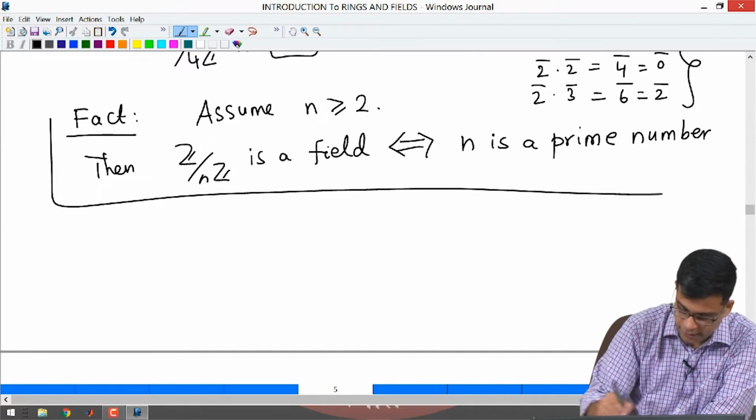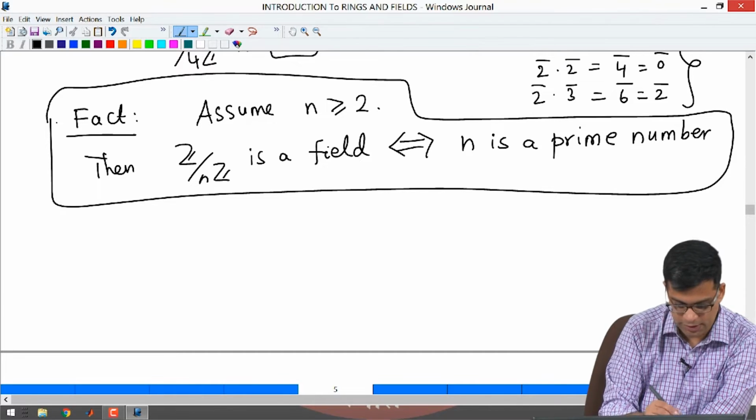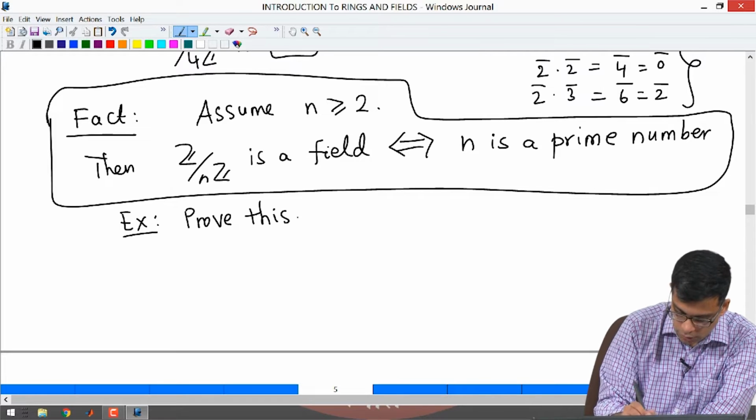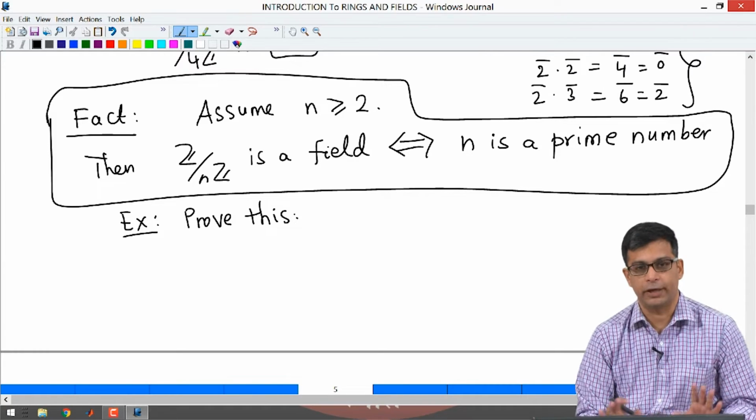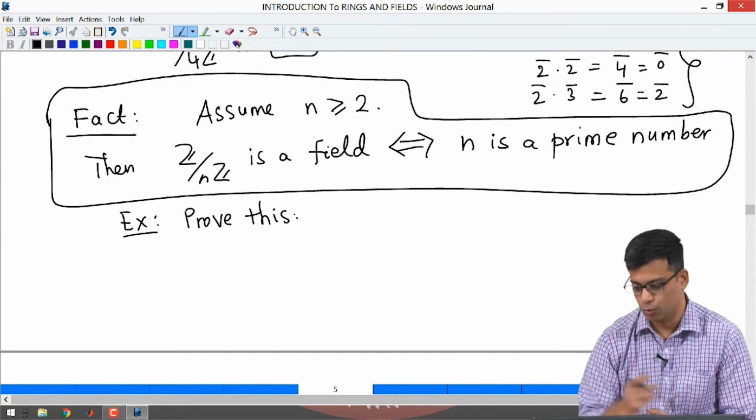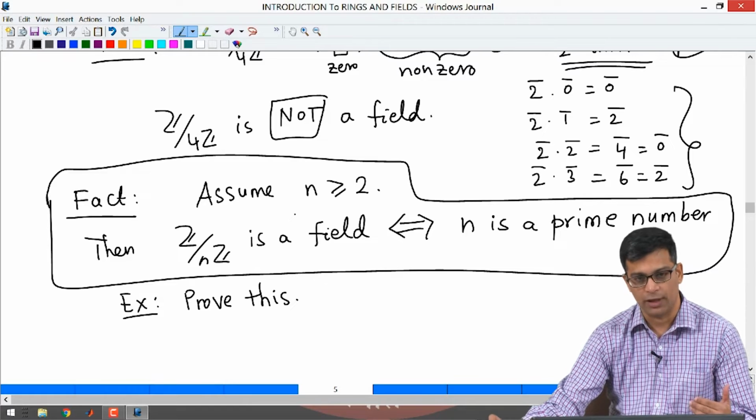Okay, so this is the fact. In fact, this is an exercise. Prove this. Okay, so I will leave the proof completely to you for now, and in a later video I will maybe quickly tell you how to prove this. So it is a good exercise for you to get used to working with rings.